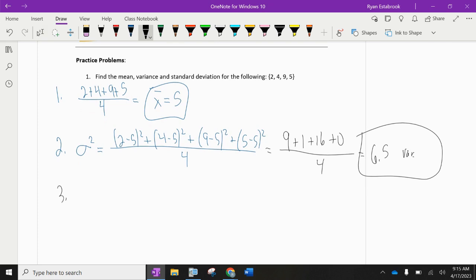The last thing we need to do to find this standard deviation is just take the square root of this. So on my calculator, I take the square root of 6.5, and our standard deviation is 2.55. What this number means is that on average, each of these terms is different from the mean by this much. So this tells us how consistent these numbers are. We like small standard deviations if we're doing statistics because it means that our results are very consistent.